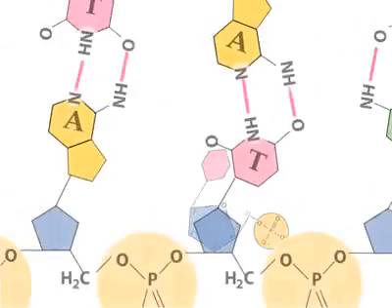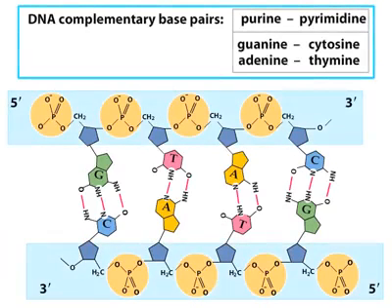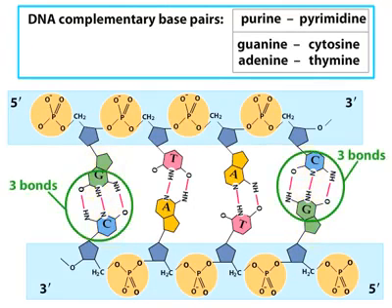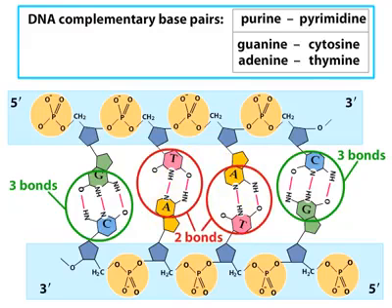Base pairing only occurs between a pyrimidine and a purine. More specifically, a guanine only pairs with a cytosine, forming 3 hydrogen bonds indicated by the green circle, and an adenine only pairs with a thymine, forming 2 hydrogen bonds indicated by the red circle.